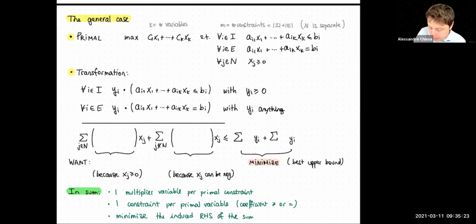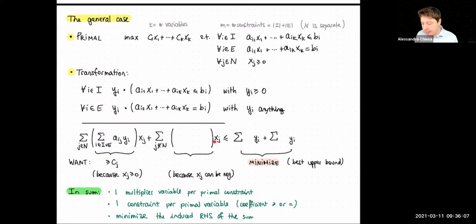Well, who are they? It is the sum for i in the union of I and E, right? Because xj may appear here or here, and so it will pick up this coefficient or this coefficient for i in I or i in E, right? Times aij yi, right? And I'm going to want this to be at least Cj. Who is Cj? It is the coefficient of xj in the objective function. Okay?